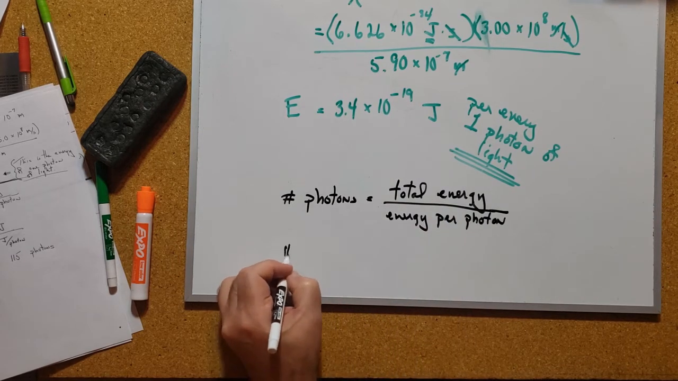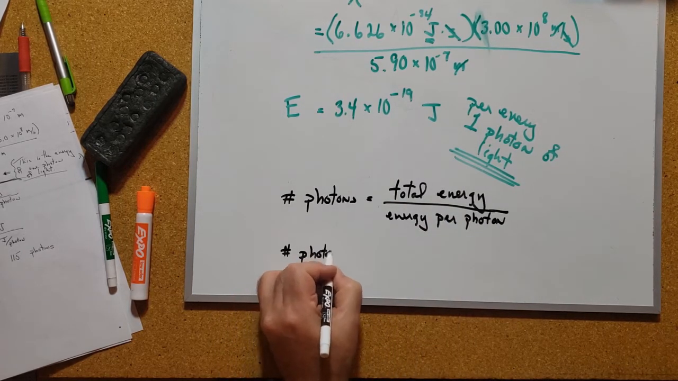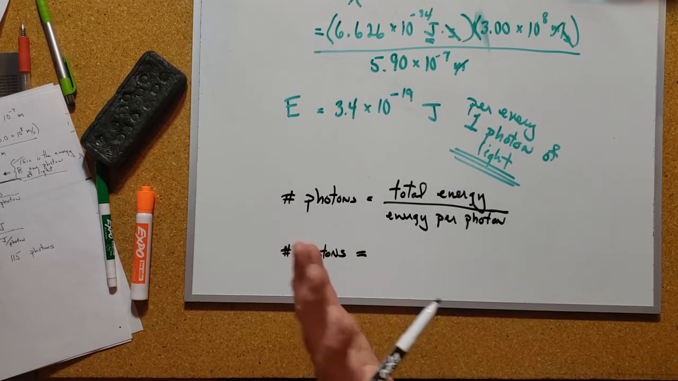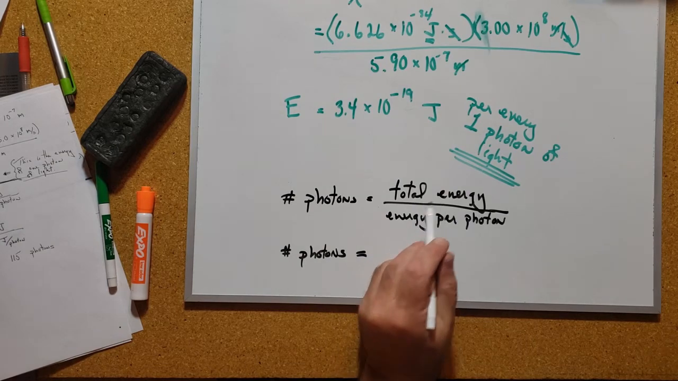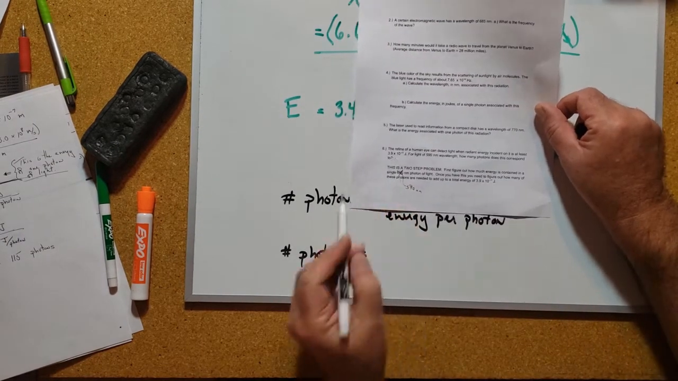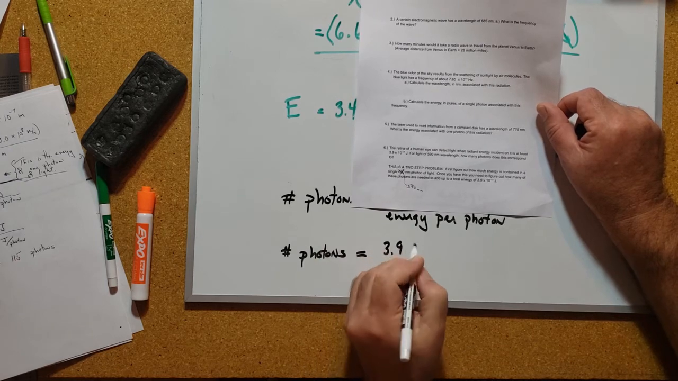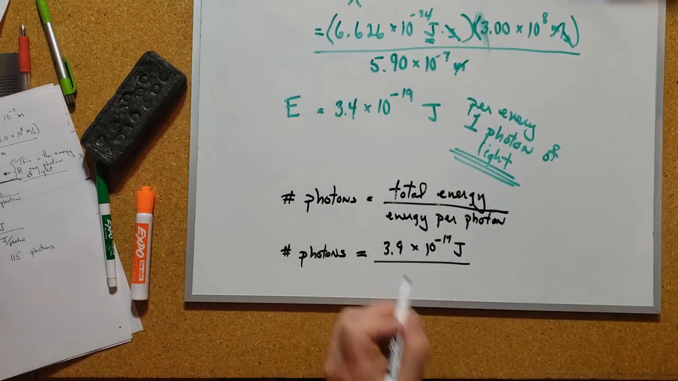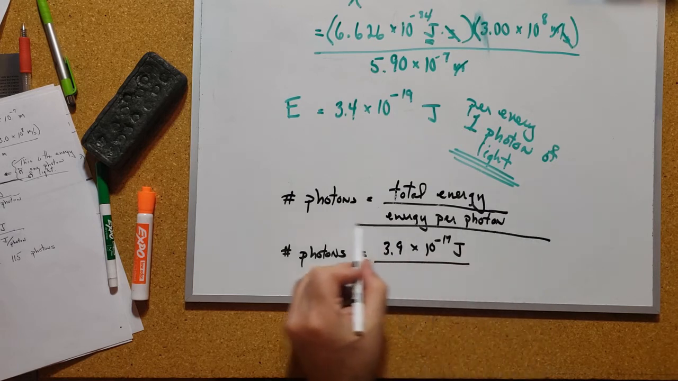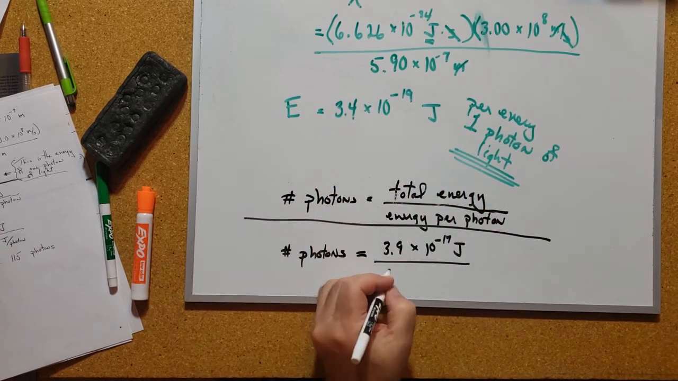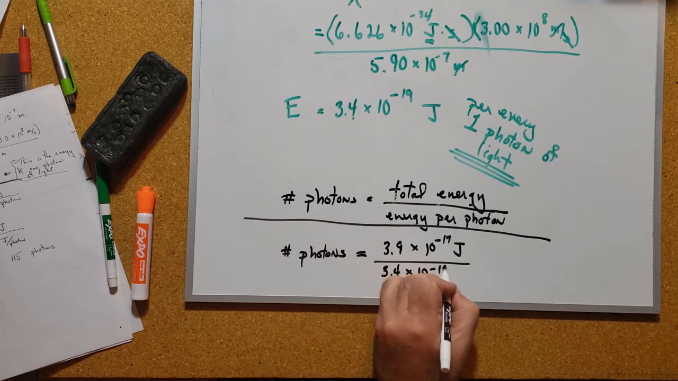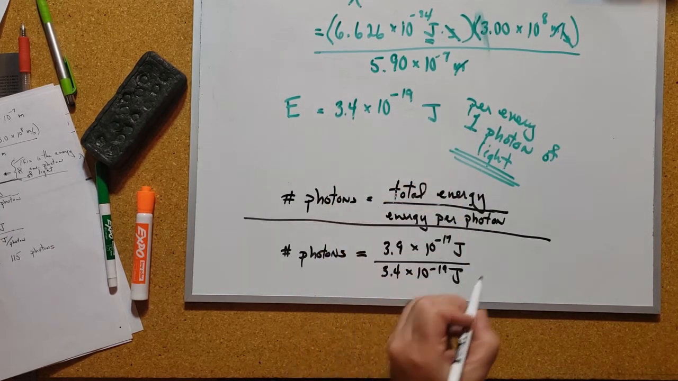All right. So the number of photons required to fall upon your eye to trigger something in your eyeball to say, hey, there's light there. I'm going to take the total energy, which is the energy given to me in the problem, 3.9 times 10 to the minus 17 joules. That's how much energy your eye requires to be able to actually sense that light. And the amount of energy per every photon, 3.4 times 10 to the minus 19 joules, which we got from up here.